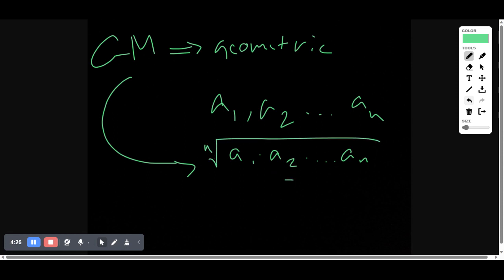Or in other words, this is a1 times a2 all the way to an, to the power of 1 over n, right? This is geometric mean. Note that the nth root just means what number, when multiplied by itself n times, is equal to the inside expression.